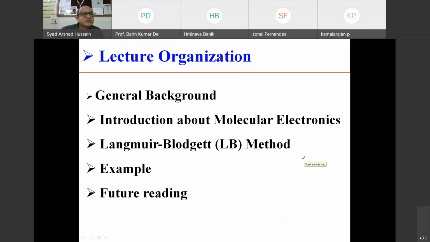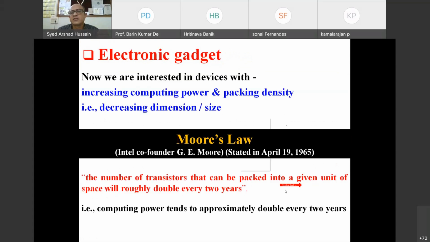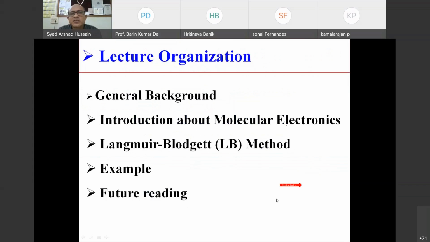It's not moving. Please wait. I have some issues with the slides. It's not moving. Okay, so now it's working.